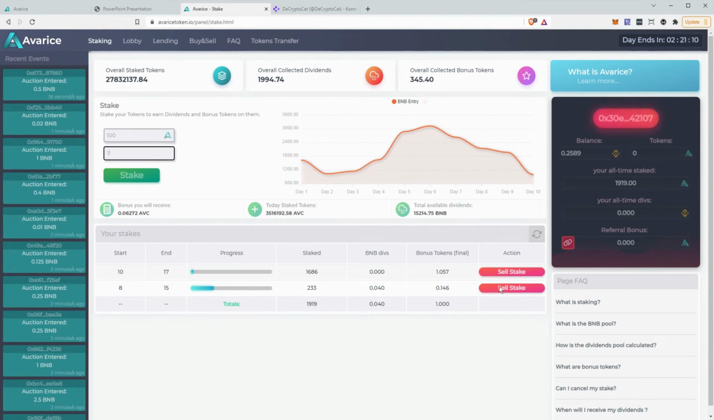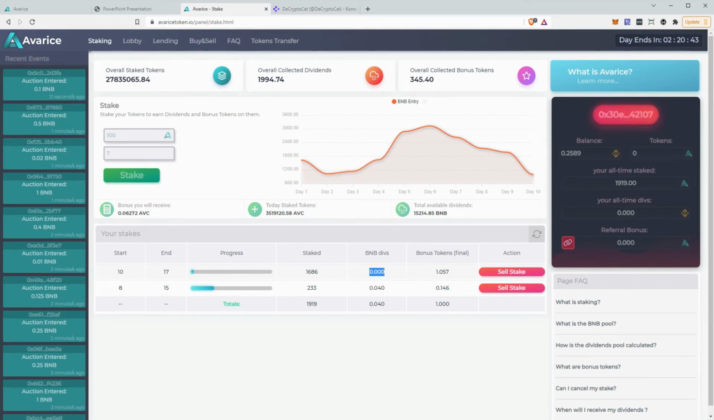And another nice thing is, once the stake is up, you can collect your rewards, collect your BNB divs, and you'll get your tokens back, and then you can restake them. So there's no harm in that. All you're going to lose is a day or maybe two of dividends while the next stake takes effect, because once you insert a stake, it doesn't start drawing dividends until the next full day.